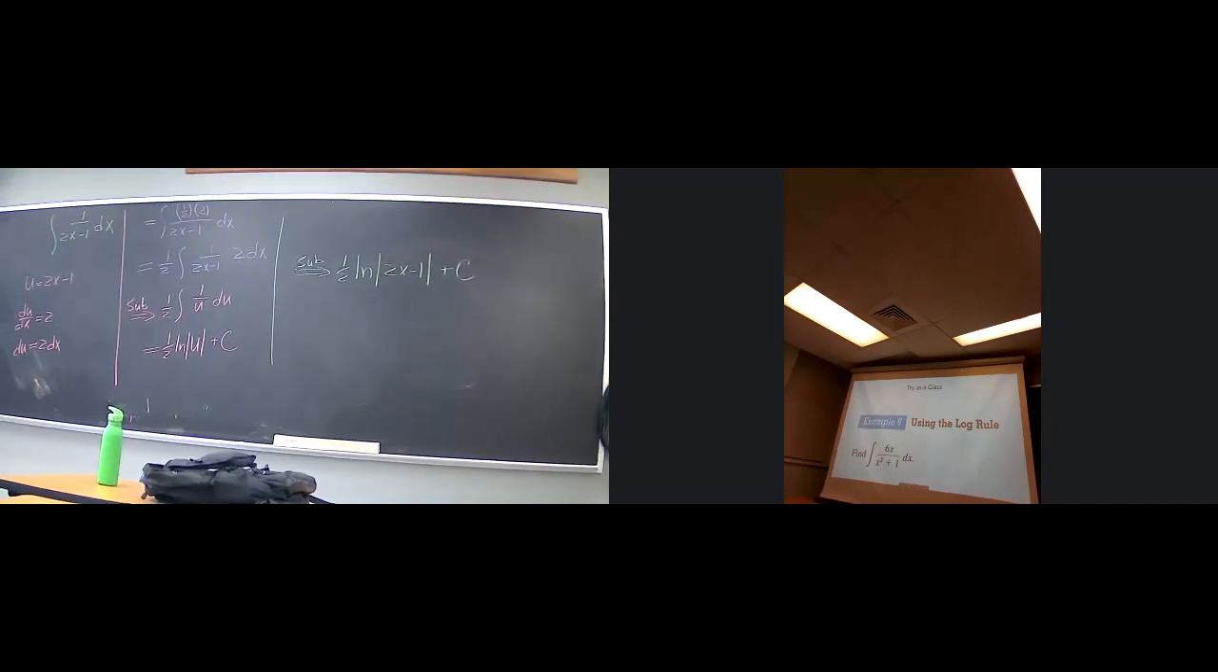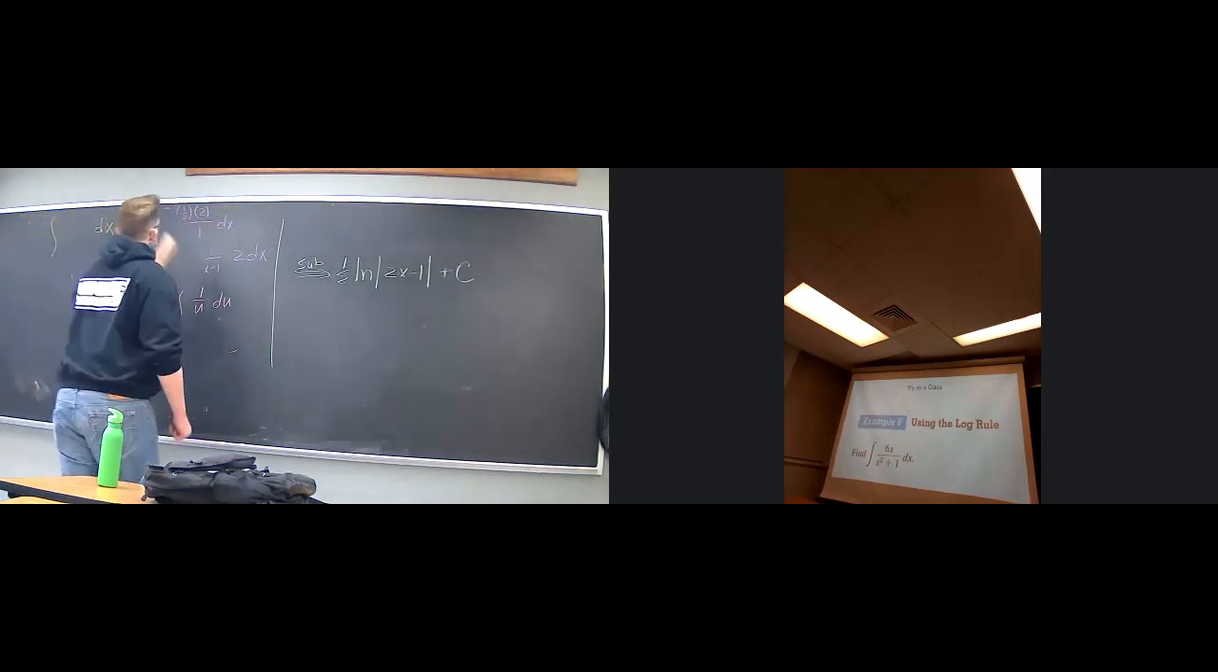Okay, what about this example? How are we going to go about this? What do you all think? First, what's your u going to be? U here is going to be x squared plus 1. So du dx is going to be what?